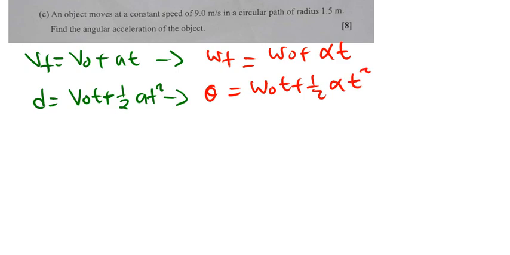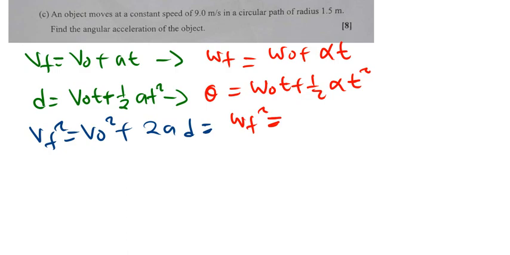Next we have v final squared is equal to v initial squared plus 2ad. So this is the angular final squared is equal to angular initial squared plus 2 alpha, where d is theta. This relationship is very important. You need to know these formulas.